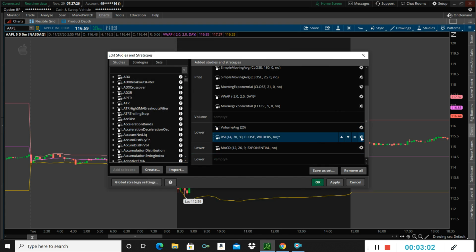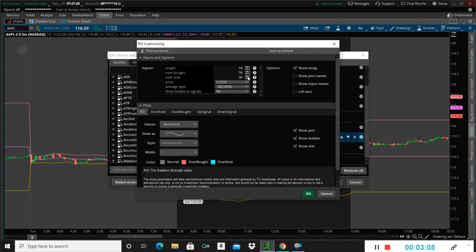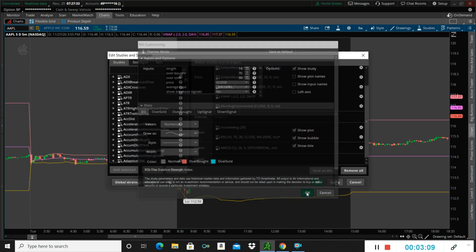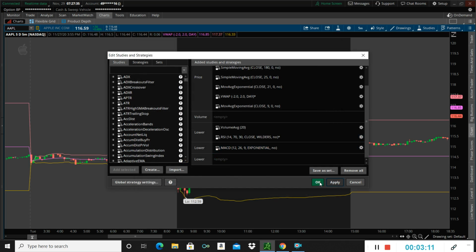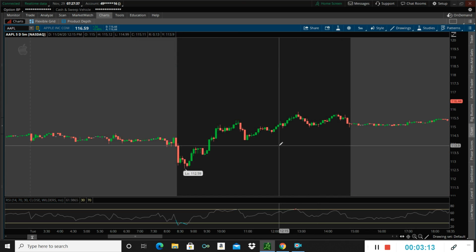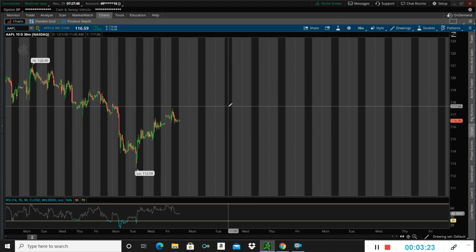I do want to say that I leave these settings at the default. I don't edit or customize them in any way, just because most people that are going to be using these indicators are not going to edit them, and you obviously want to use something that the mass of people are using. So you don't want to overthink something. The relative strength index can be used on a 30-minute, a daily, 5-minute, anything really.